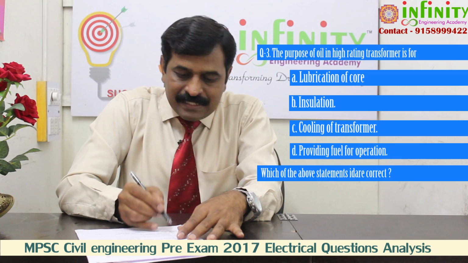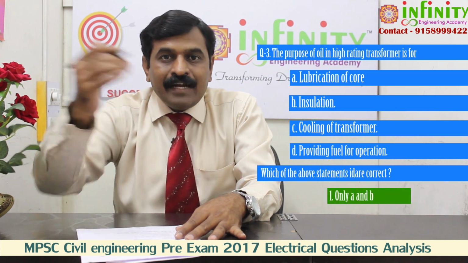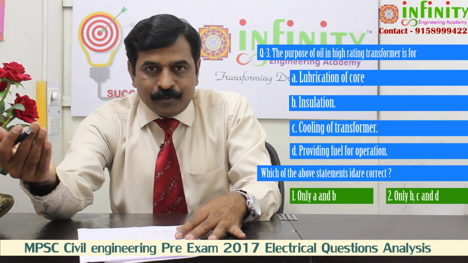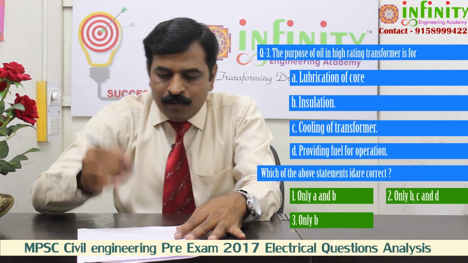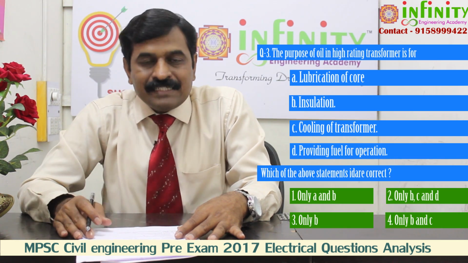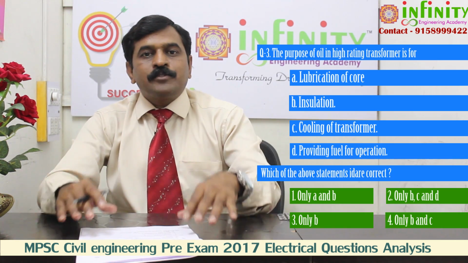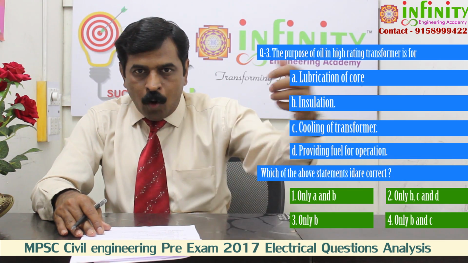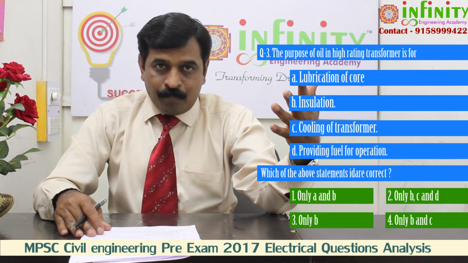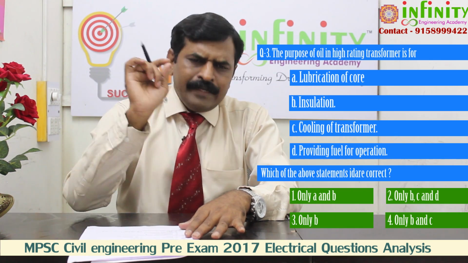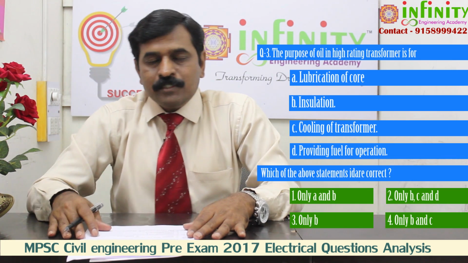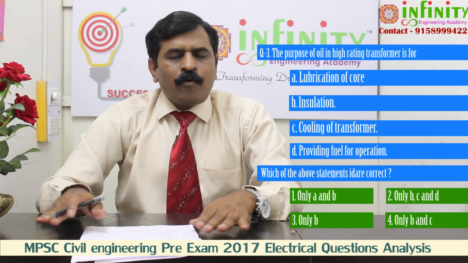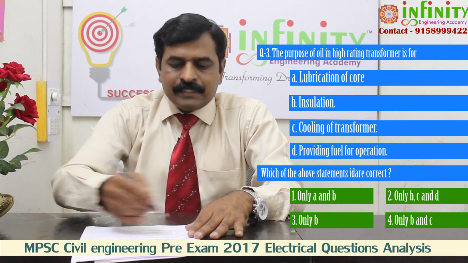The actual options are, the first one, only A and B are true. Second, only B, C and D are true. Third one, only B is true. And the last one, only B and C is true. So this is nothing but one specific pattern of the question. MCQ is there, 4 options are there, and out of that 4 options, you should select any one, any 2, whatever the specific right option, you should select that option. N number of questions can be created by this particular pattern.